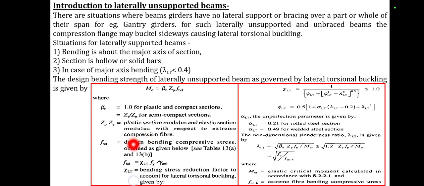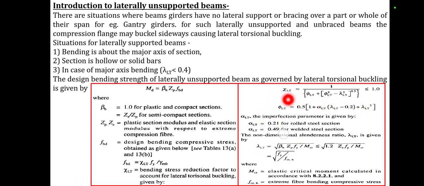13A and 13B. Here fbd is equal to chi LT fy divided by gamma m0, whereas chi LT is nothing but the bending stress reduction factor to account for the lateral torsional buckling, and it is calculated by chi LT equals 1 upon phi LT plus under root of bracket phi LT square minus lambda LT square bracket raised to 0.5, and it should be less than 1.